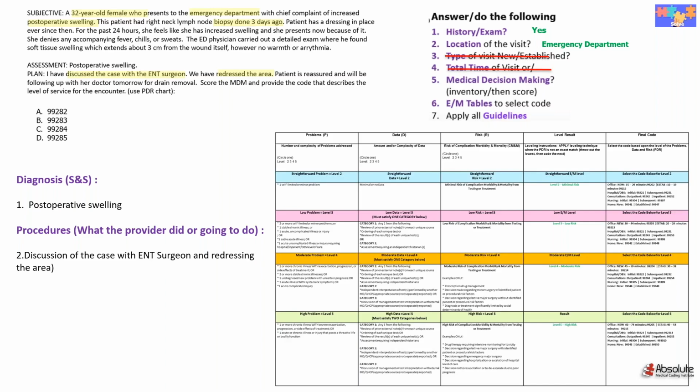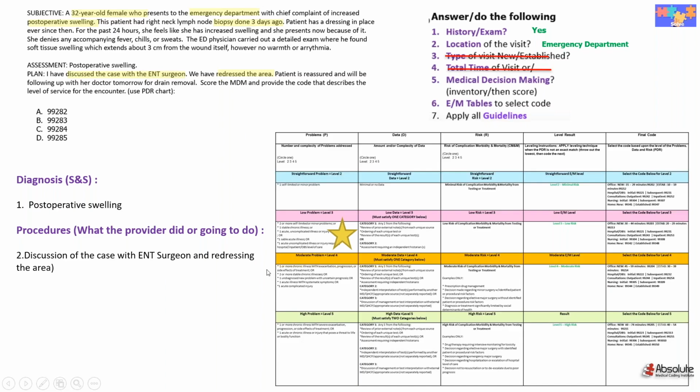There's a discussion of this case with the ENT surgeon, right? You have seen the highlighted keywords, and they have done a redressing of the area. So that's all the doctor has done. Now I will be looking for the problem in the PDR table, the problem column. I find it falling under acute uncomplicated illness or injury, right? For the diagnosis, it's a postoperative swelling. So that's where it fits.